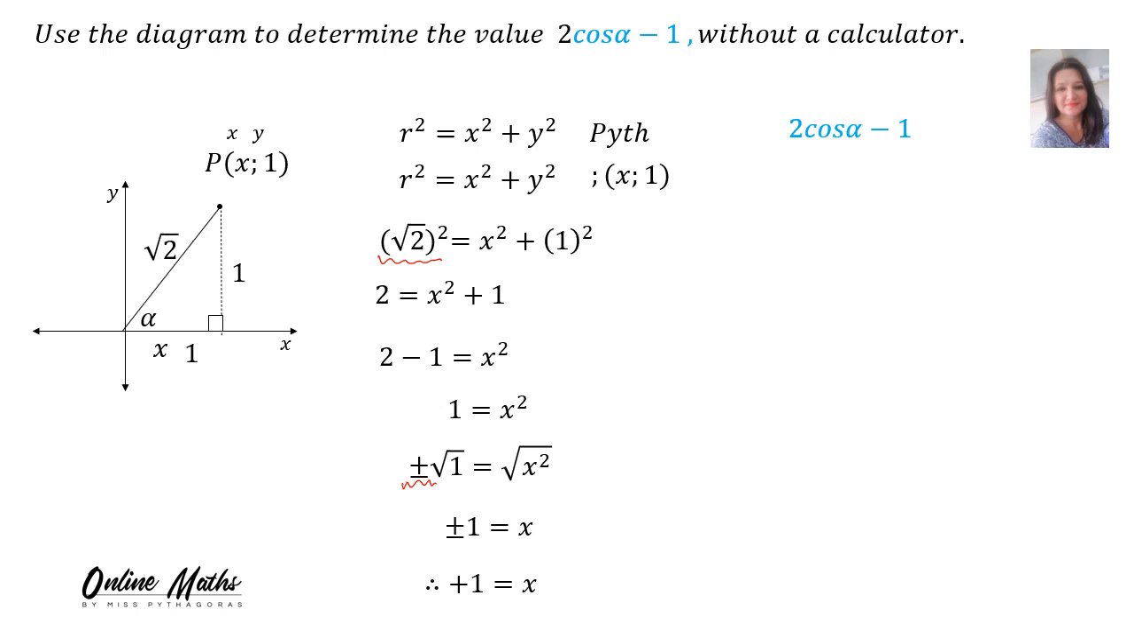2 cos alpha minus 1. Then it's 2 bracket, cos's ratio is x over r, minus 1. And then now we can substitute. In x's place we substitute 1, we calculated that one. And r was given as root 2. And then all you can do is multiply this 2 in with the 1. And you end with 2 over root 2 minus 1. And you stop there.